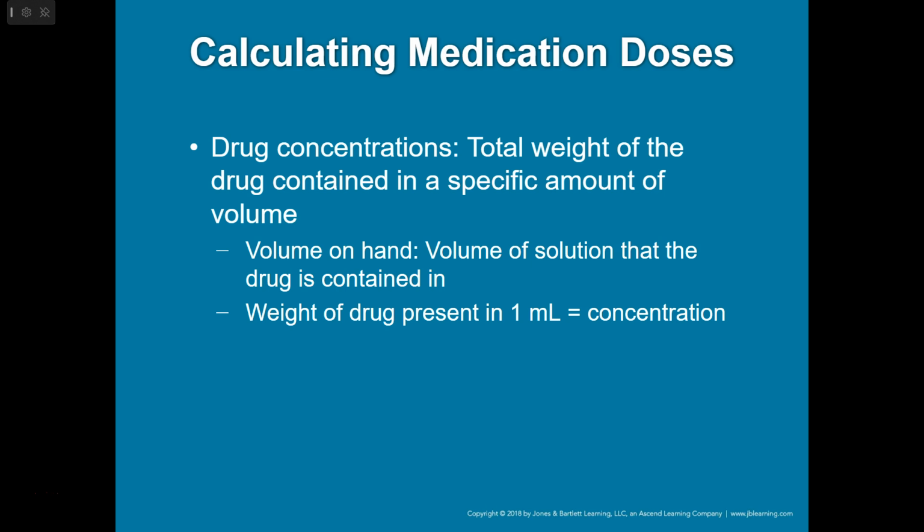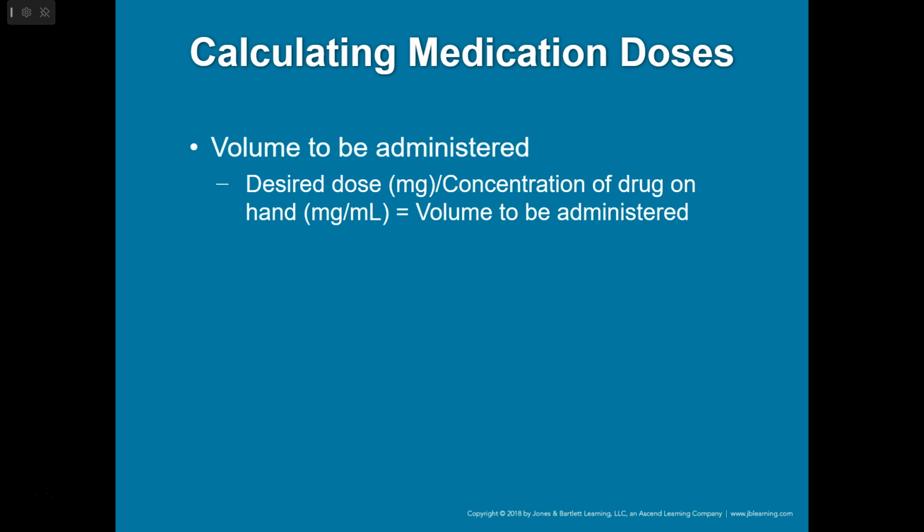The volume on hand is the volume of solution that the drug is contained in. So like I said, 5 milligrams in 2 milliliters, that 2 milliliters would be the volume on hand. Weight of drug present in 1 milliliter equals our concentration. So if we have 5 milligrams in 2 milliliters, we would have to divide that down to get our actual concentration. 5 milligrams divided by 2 gives us 2.5 milligrams in 1 milliliter. Our concentration would be 2.5 milligrams in 1 milliliter. Hopefully you're able to follow that.